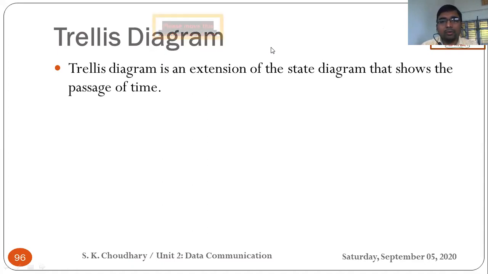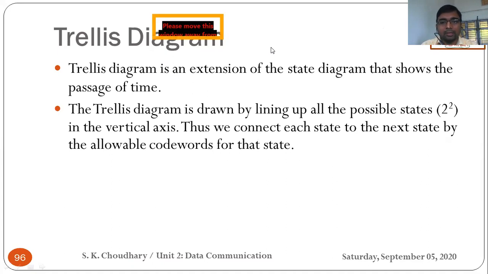In the state diagram, there is no facility to show the passage of time from one state to another state, but in the tree code diagram as well as the trellis diagram, we can show the passage of time. The trellis diagram is drawn by lining up all the possible states. The number of possible states we already know: it is 2 to the power K minus 1.